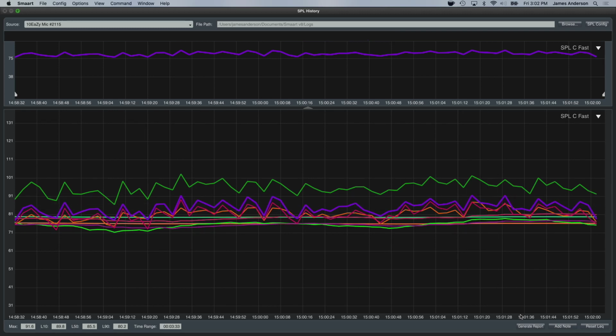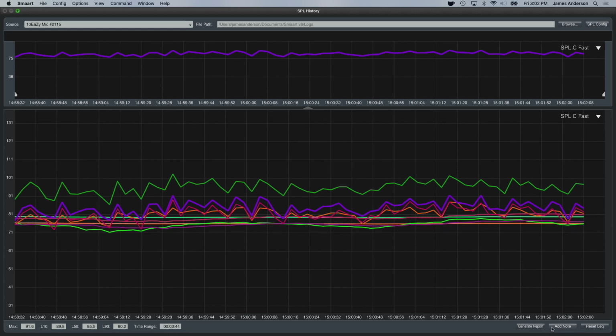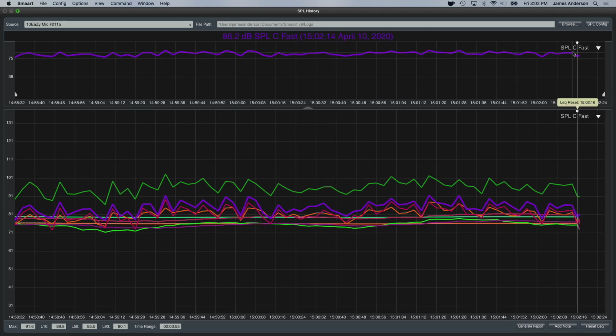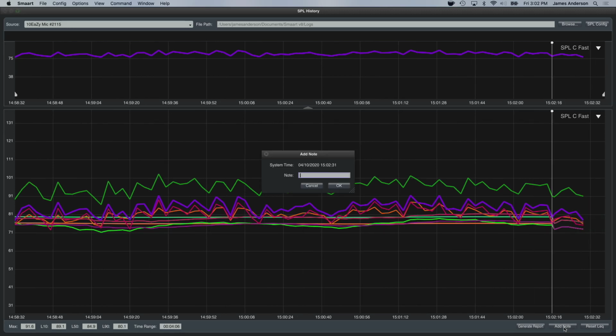Now on the right, where we have this button, generate report, and add note and reset LEQ. We can reset our LEQ buffers. Are you sure? Yeah, sure. So now there's a vertical hash here that's written to the log file saying that you reset the LEQ buffer there. So we're not going to let you get away with resetting the LEQ buffer without noting that in the log file.